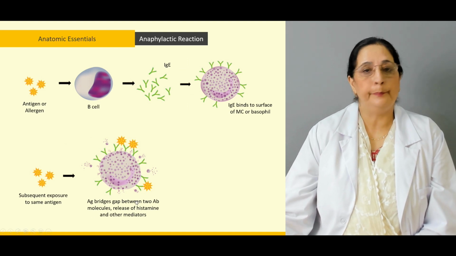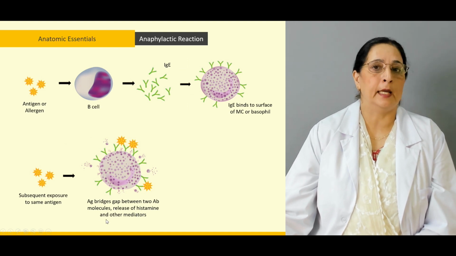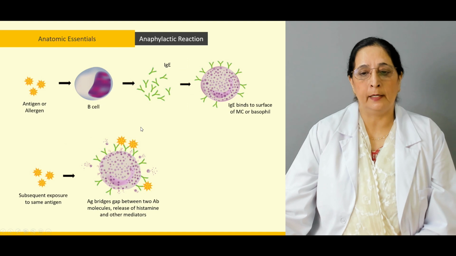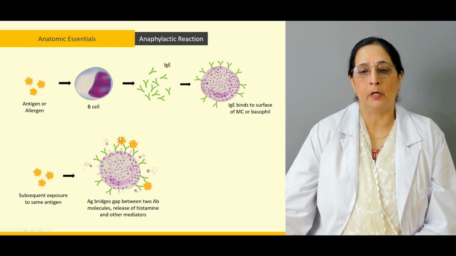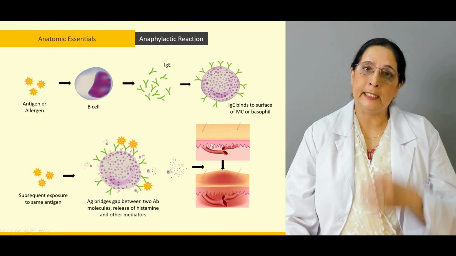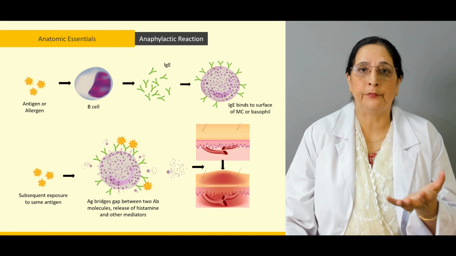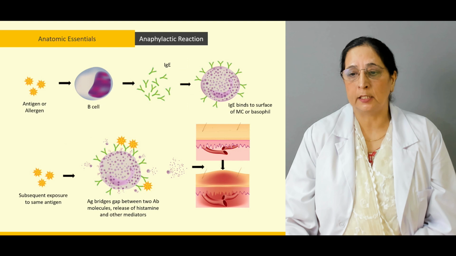Antigen bridges the gap between two antibody molecules, causing release of histamine and other mediators. So here you see these antigens bridge the gap between two antibodies. Here one antibody, another antibody. Here this is bridging the gap between two antibodies all over, and they are attached on the surface. And this initiates the release of chemicals like histamine and some other chemical mediators also.